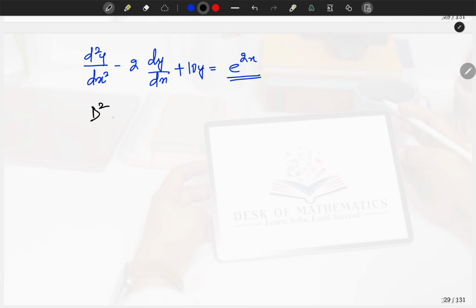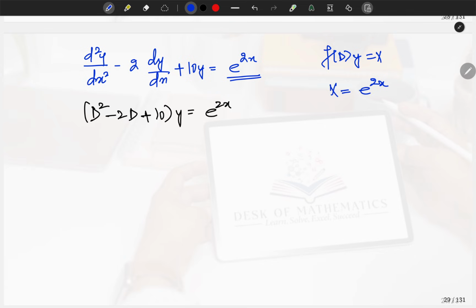Similarly, you can try the question in this way: d square y by dx square minus 2 dy upon dx plus 10y is equal to e raised to power 2x. Now you can check that on the RHS we have the exponential function as f of D. If you symbolize it by the D, then you will write it D square minus 2D plus 10 of y is equal to e raised to the power 2x. So now this is your f of D, so it is now f of D of y is equal to X, so your X is e raised to the power 2x. So they will ask you to solve this differential equation.